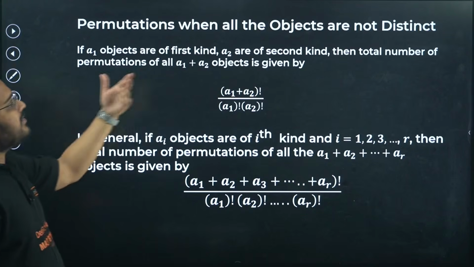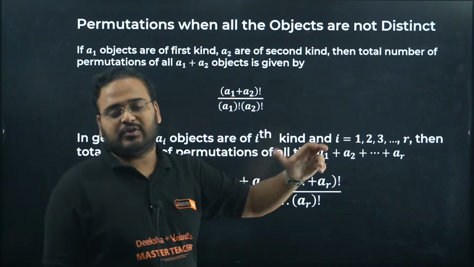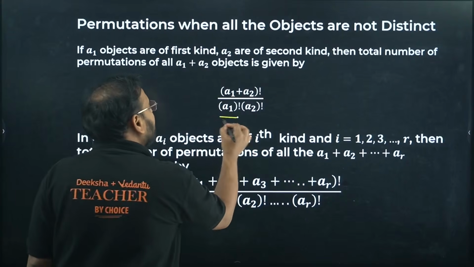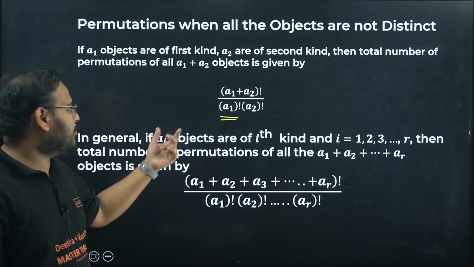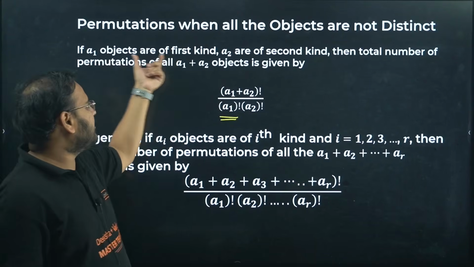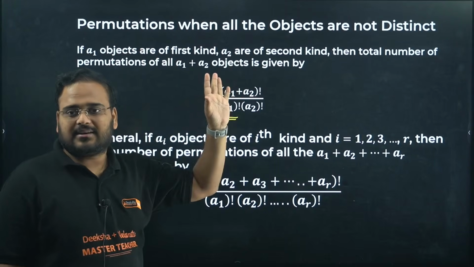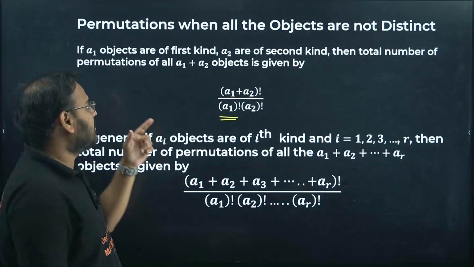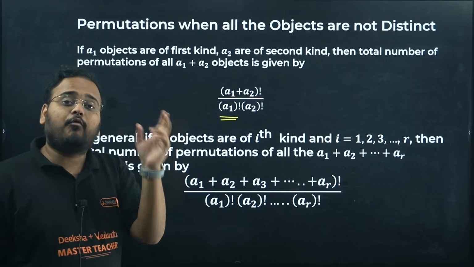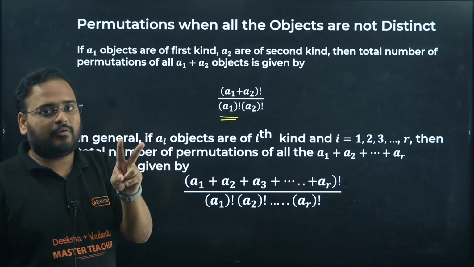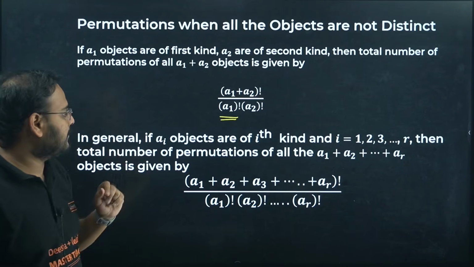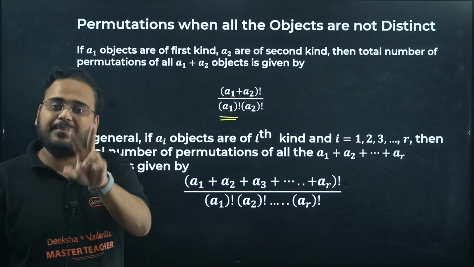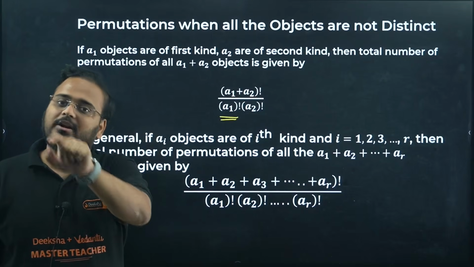Now, when the objects are not distinct, when you have repetitions, for example, in the previous one we had A, B, C. When you have repetitions, you have to divide by the factorial of the number of repetitions. Let's say an object of the first kind is coming A1 times, or A2 times, like that. Let's say I have A coming 2 times. So we'll have 4 factorial divided by 2 factorial, because A is coming 2 times. This is 4 factorial because there are a total of 4 terms. So we're going to divide 4 factorial by 2 factorial.